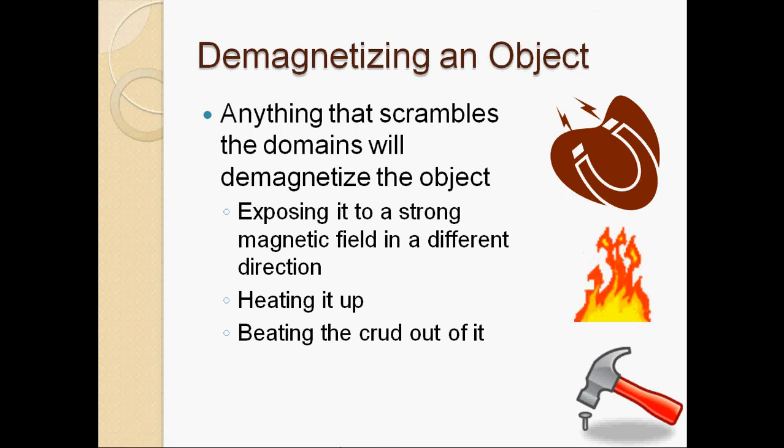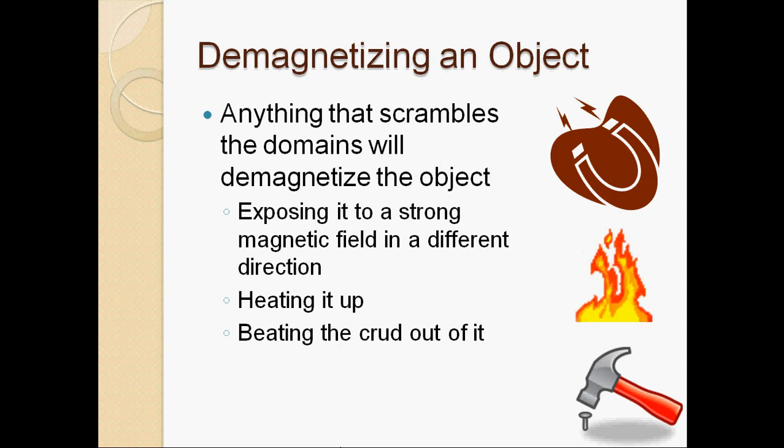And then, for lack of a better term, we could just beat the heck out of it. So basically, if we mechanically apply a jarring enough force to our magnet, we can also get the atoms to scramble up a little bit, get the electrons moving in the wrong direction, and demagnetize it. So those are a few ways that you can break your refrigerator magnets, in case you ever wanted to do that for some reason. Okay.